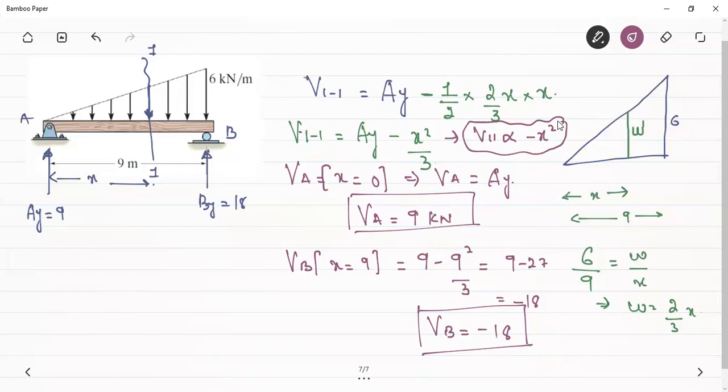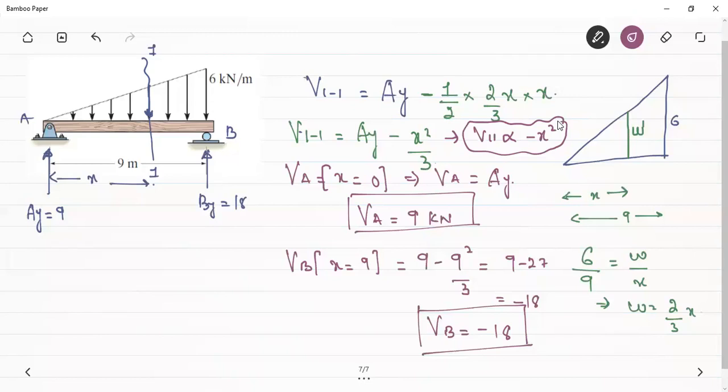We had seen that if there is a UDL between 2 points, the shear force will be a straight line and the bending moment will have parabolic behavior. But whenever there is a UVL, the shear force will have parabolic behavior and the bending moment will have a cubic behavior. The bending moment will be a function of x cube, that we will see later on. So this gives us the variation of the shear force.